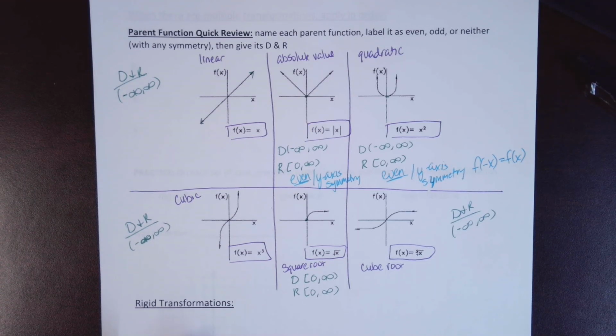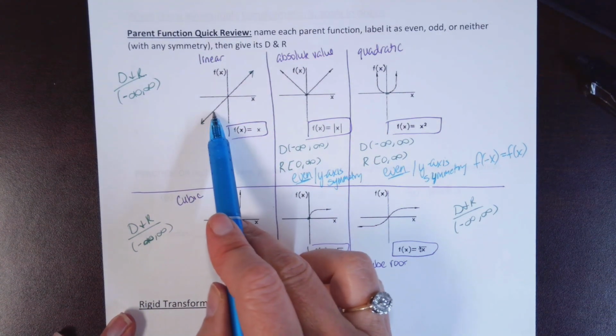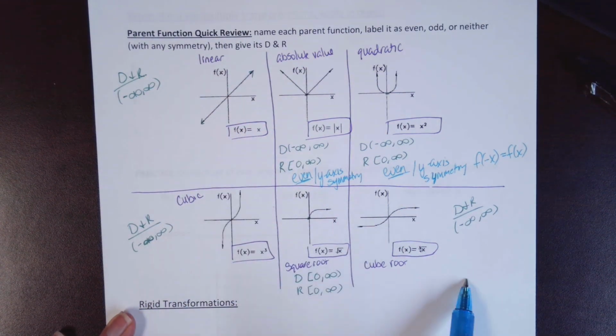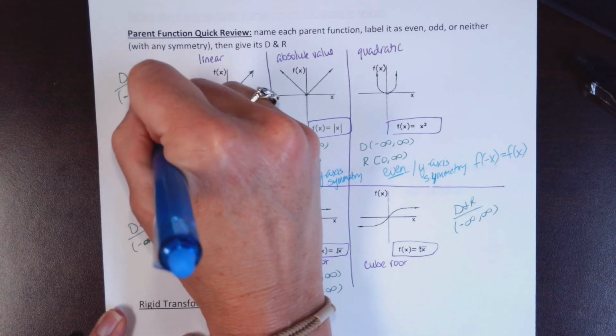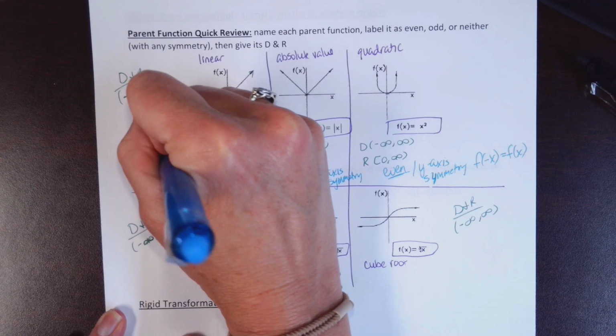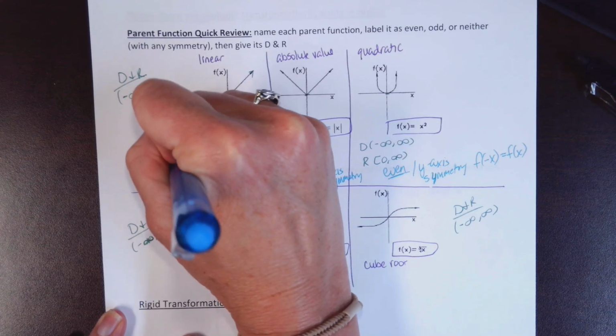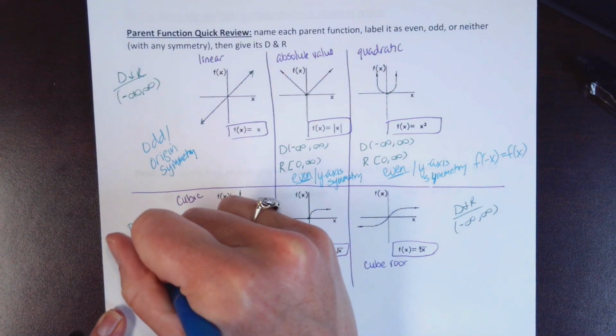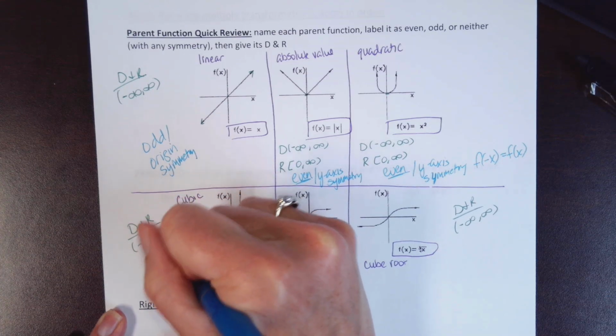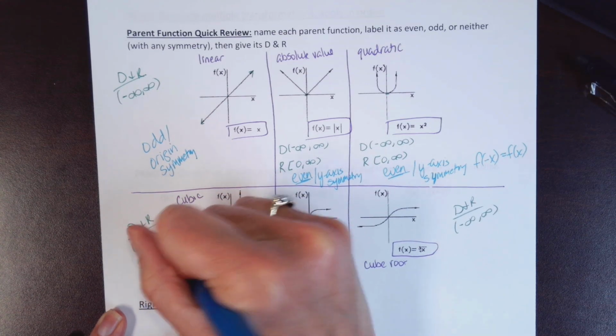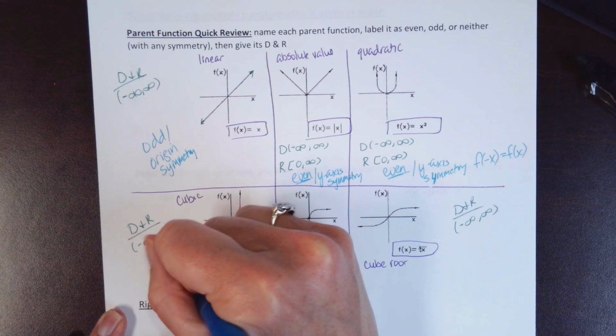Odd functions, when I plug in that negative x, the opposite value happens. Everything changes. So my linear function, my cubic function, and my cube root function are all odd functions. Odd functions are symmetric about the origin. They have origin symmetry. And you pair those O's together so you can help remember origin symmetry.